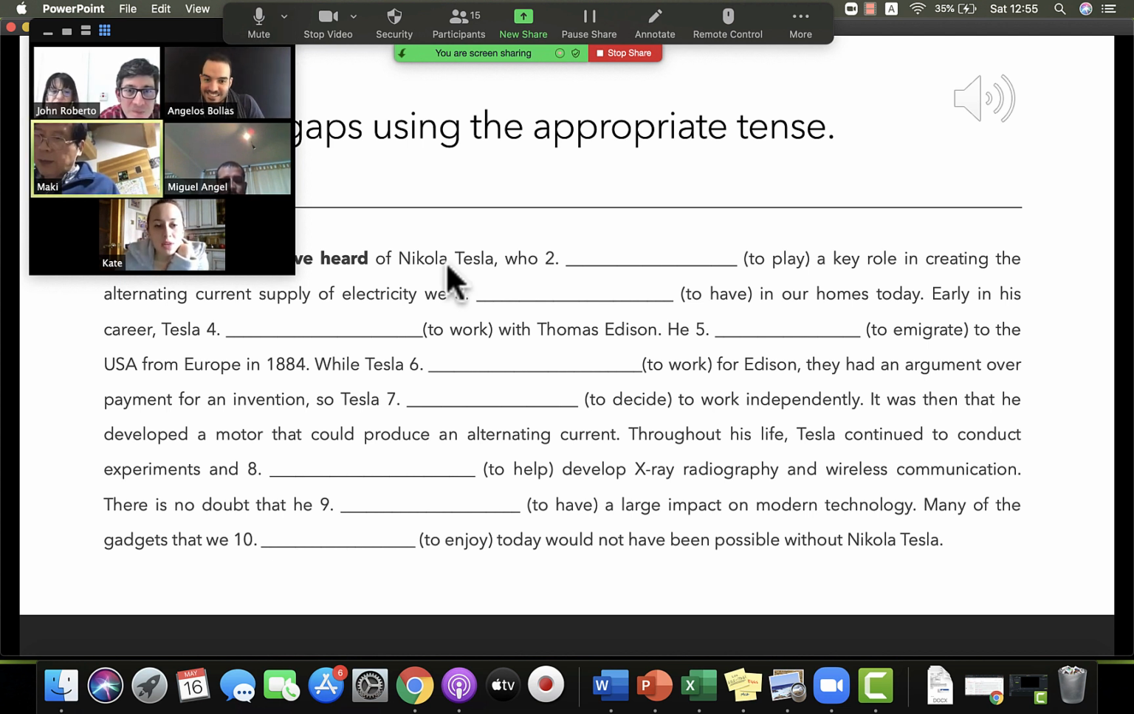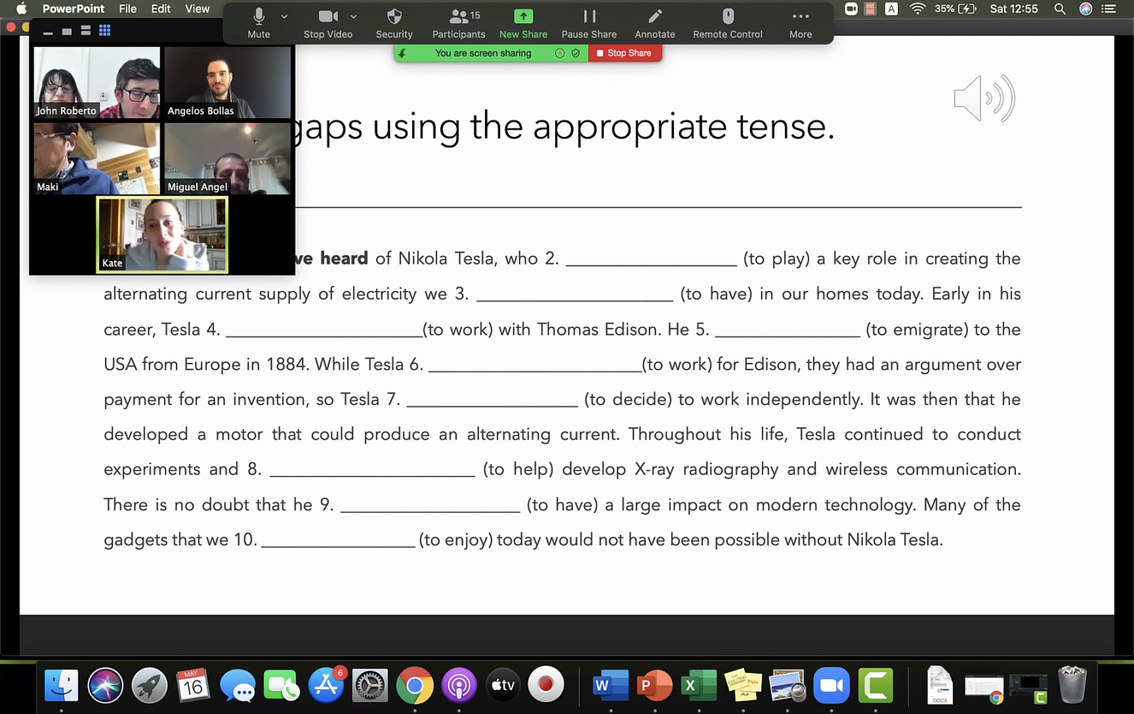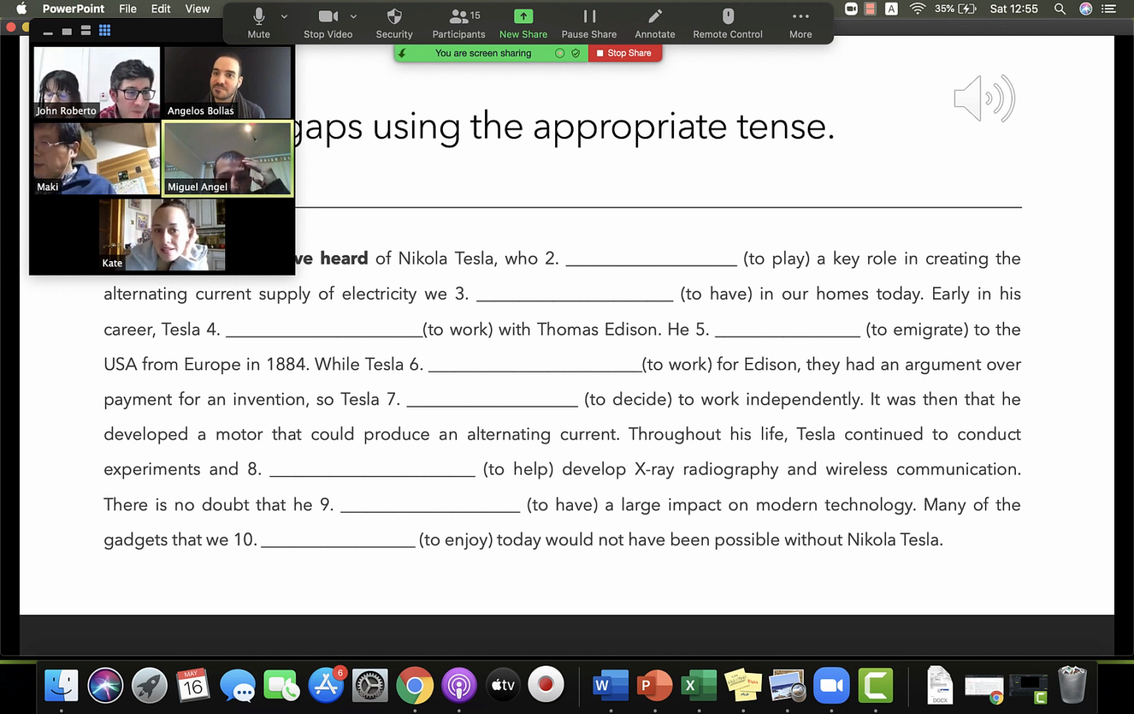Maybe number 9, present perfect, because it is a direct connection between past and present, just because it's still a large impact on our modern technology. There is no doubt that he has had a large impact in modern technology. He has had. I guess that we have enjoyed.